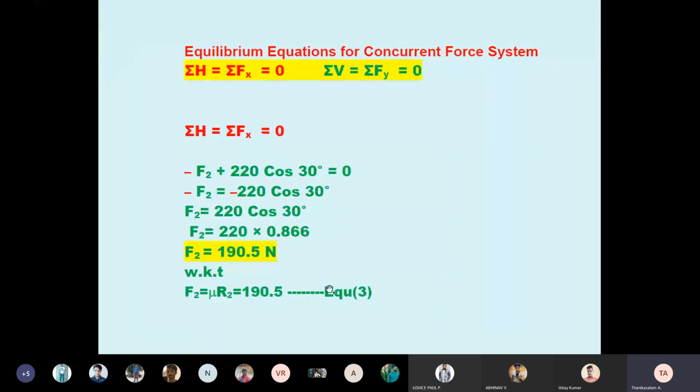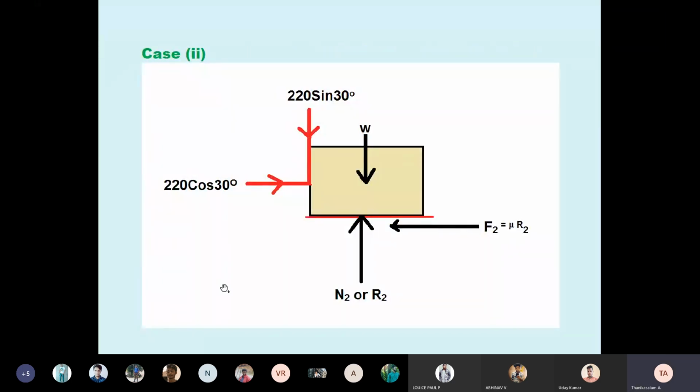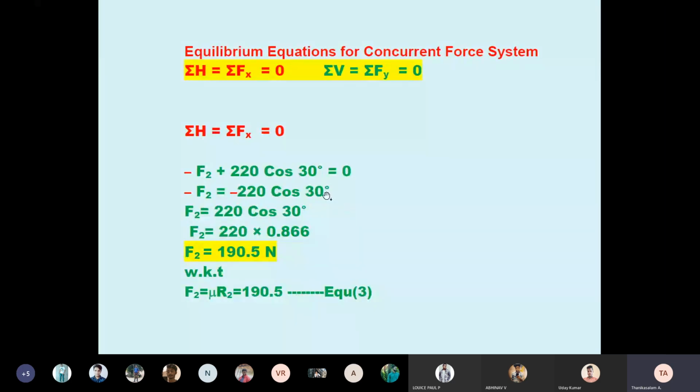Summation H equal to 0, summation V equal to 0. What are the axial forces? 220 cos 30 minus F2 equal to 0. Therefore, F2 equal to 220 cos 30. What is the cos 30 value? 0.866. Multiply by 220. Therefore, F2 equal to 190.5.